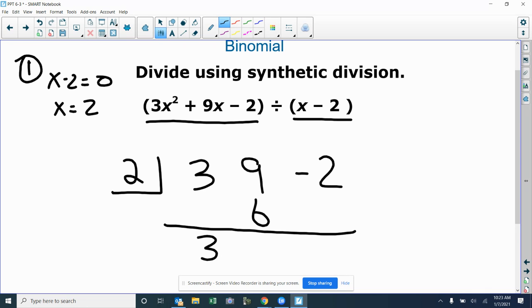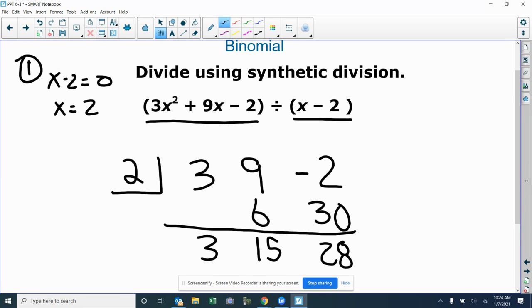9 and 6, times 6 is? 36. I'm sorry, I said it. Wait, we're going to add down. 9 and 6 give me 15. We're not multiplying here, we're adding. 15, here's where we multiply. 15 times 2 is 30. Now you add straight down and get 28.